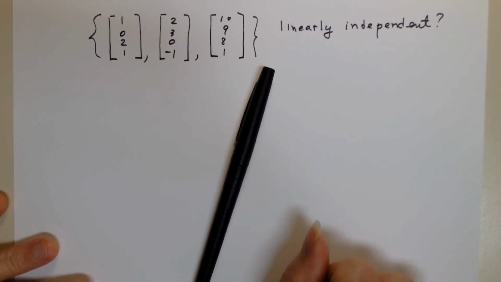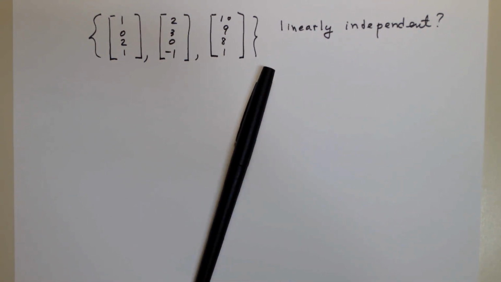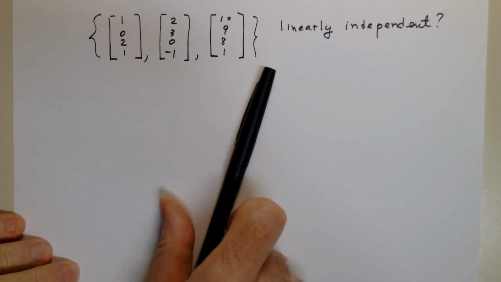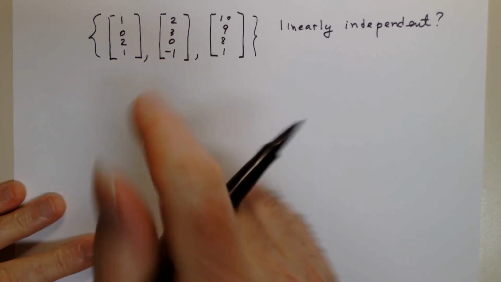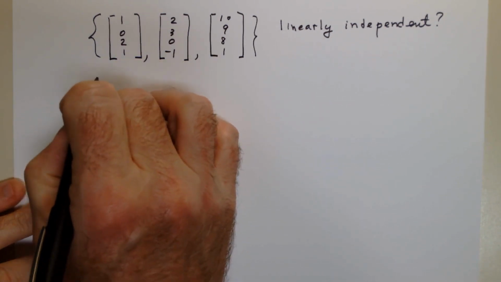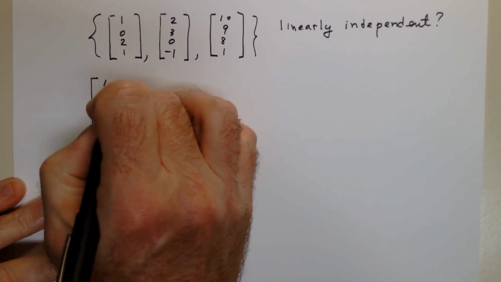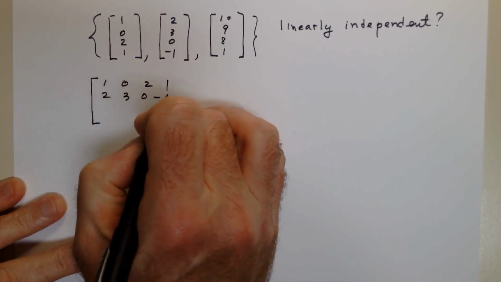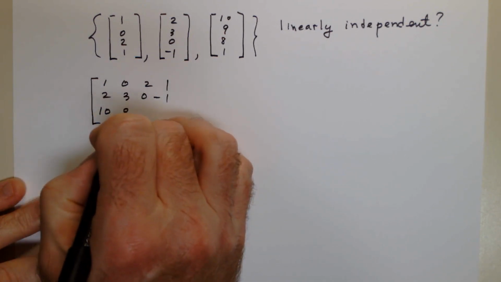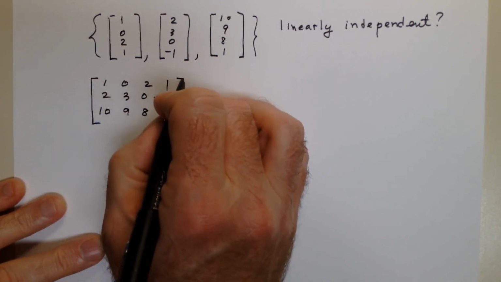And now we're going to use our most recent result that says take these vectors, feed them in as the rows of a matrix, and check the rank of that matrix. See whether it has full rank or not. So what we're going to do, this is different from what we did before. We're now going to feed these in as rows and form this matrix. The rows are going to be 1, 0, 2, 1, 2, 3, 0, negative 1, 10, 9, 8, and 1.